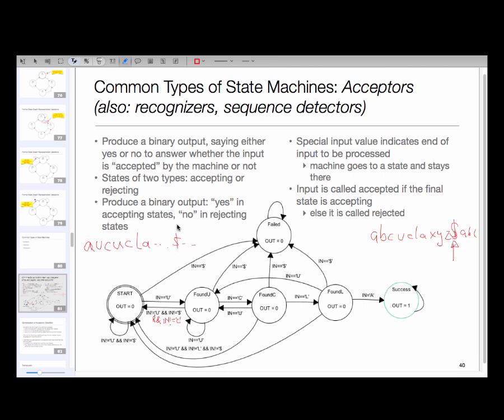A, you stay out here. U, you move to found U. C, you move to found C. Next letter is U. In my machine, it goes back out here. You are suggesting instead of found U, let's go back to start. So you go back to start. So now you have gobbled the U. Next letter is C, but you're going to be stuck here.